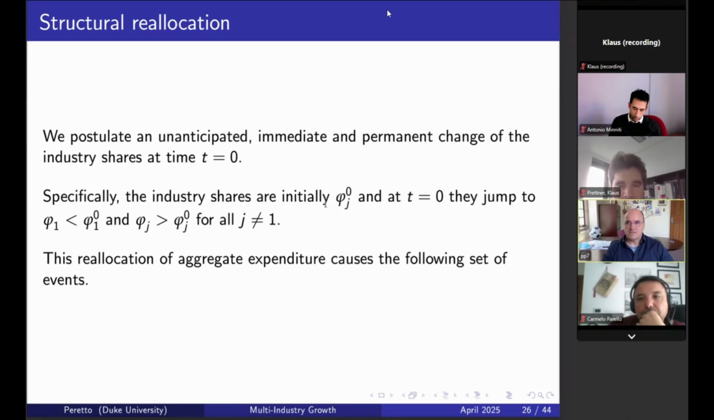What happens if phi 1 falls too much? Phi 1 falls too much. Well, industry one can find itself exactly in this condition that resembles the structural slump that I just described.